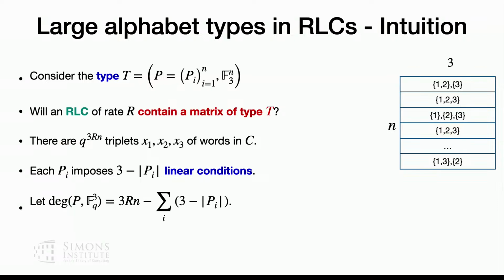Okay. So we can define the degree of this type as the amount of freedom that we have, which is 3Rn degrees of freedom in choosing triplets, minus the number of conditions.